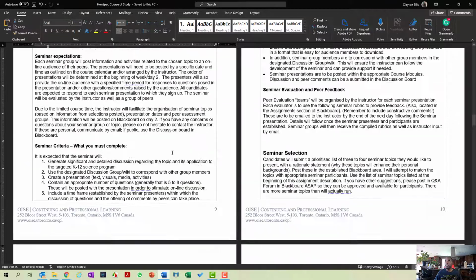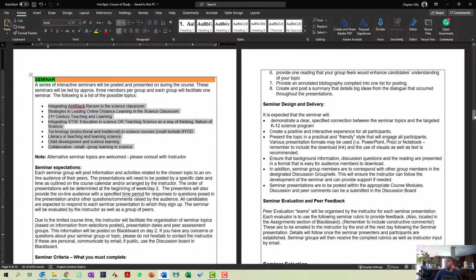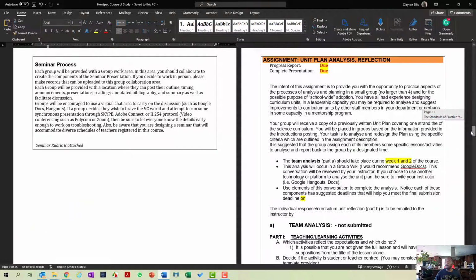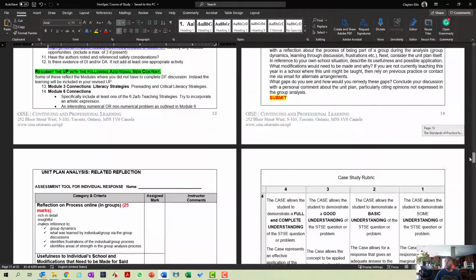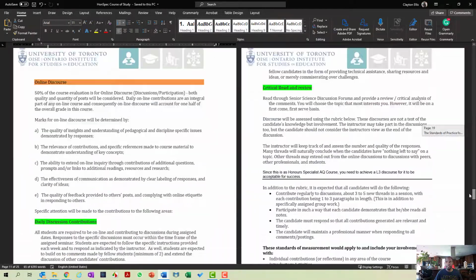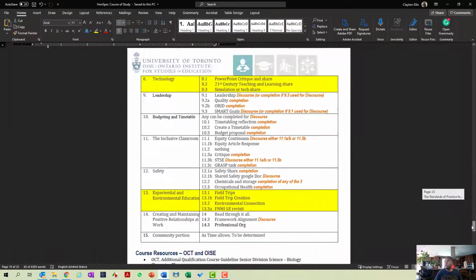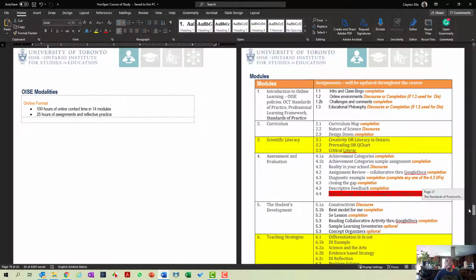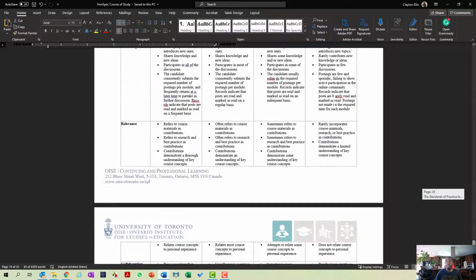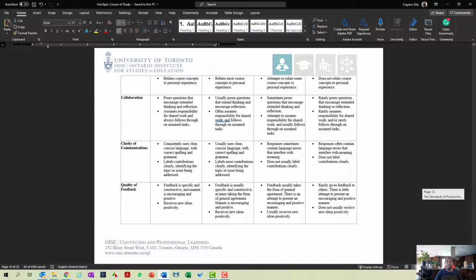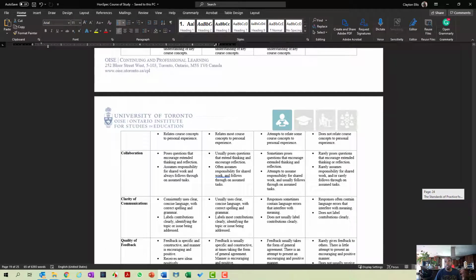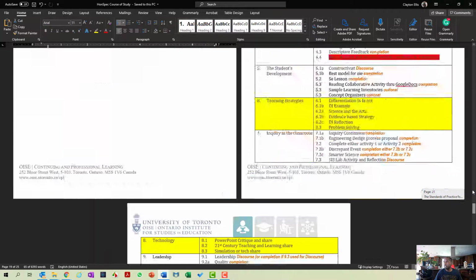Okay, so seminar. You'll also be doing a unit plan. And of course, the bulk of the course will be on the discussion. So this is a discussion-based course. At the very bottom, you'll see an outline of the various modules we're covering in the course. And then a couple of rubrics that you can use to self-assess, and I'll be using to determine what level you are, 1, 2, 3, 4, A minus, A plus, etc.